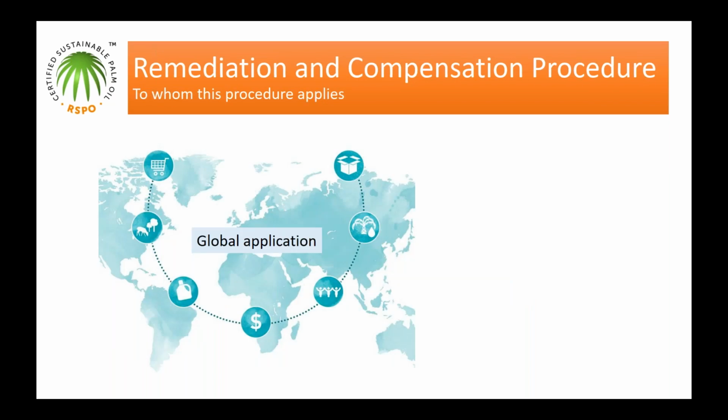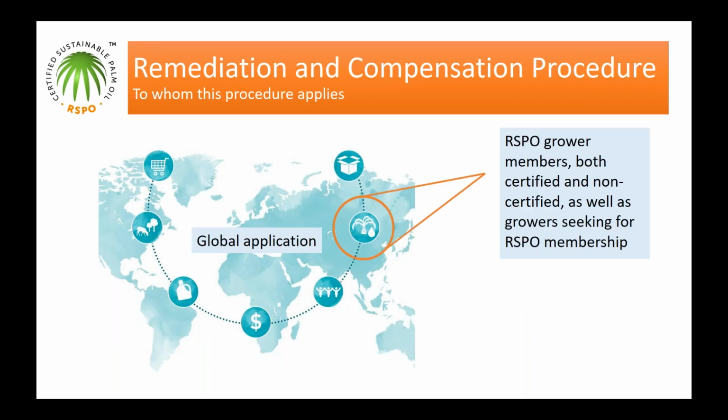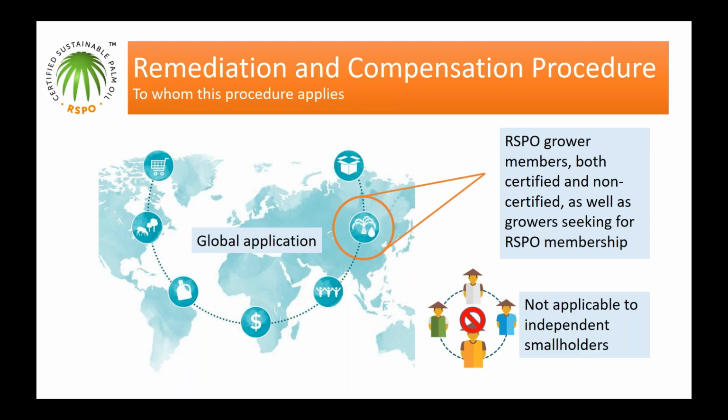So to whom does this procedure apply? Basically, the remediation and compensation procedure is a global application procedure. It applies to all RSPO grower members, both certified and non-certified, as well as growers seeking RSPO membership. At the moment, this procedure is not applicable to independent smallholders.